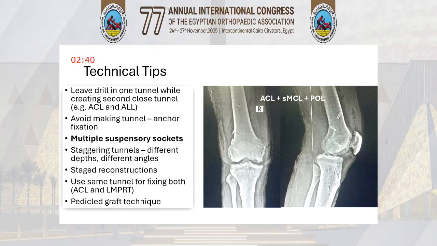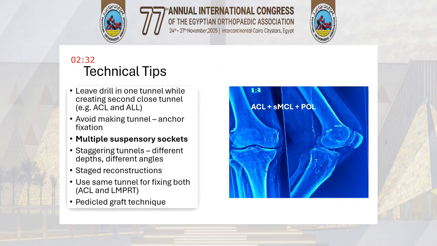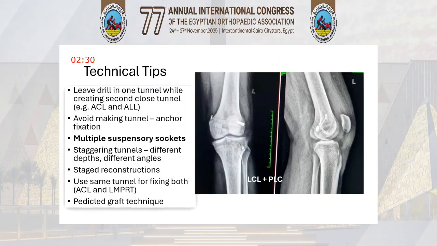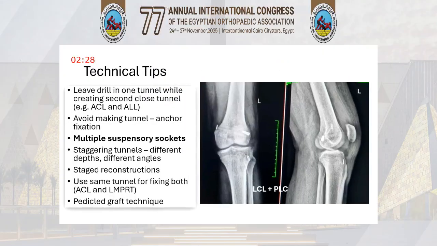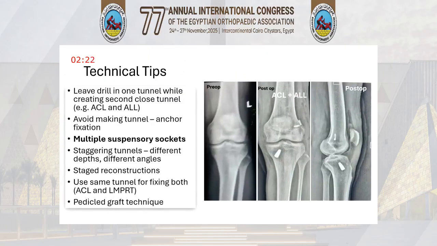I use suspensory for ACL also, so you don't see the fixation implant for the ACL in the radiographs. This is another example. And one more, this is LCL and PLC without other ligament injuries. This is ACL and ALL. I have used an anchor for the ALL, and you can see the proximity of the ALL anchor to the ACL femoral tunnel.